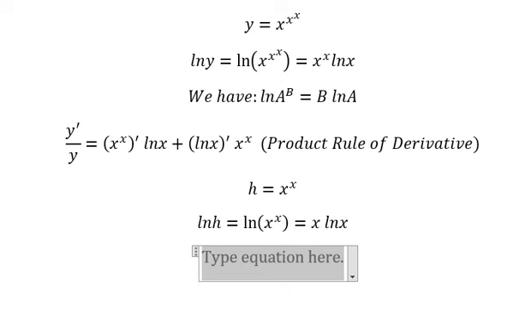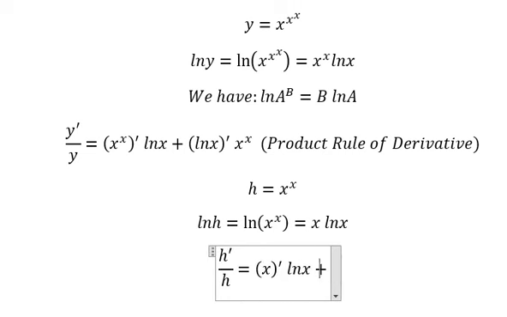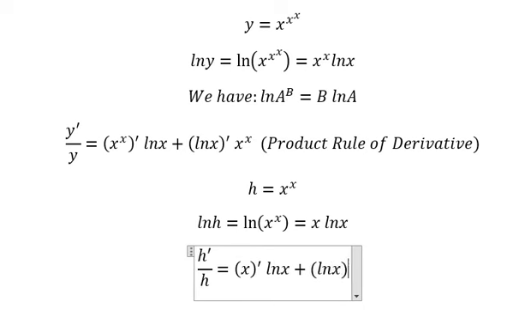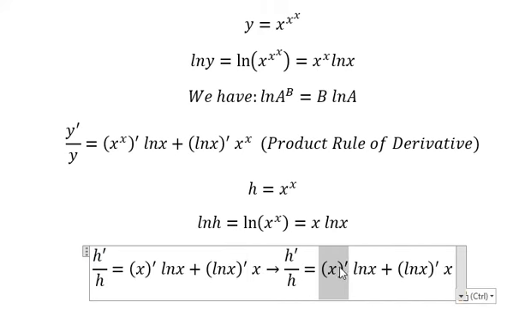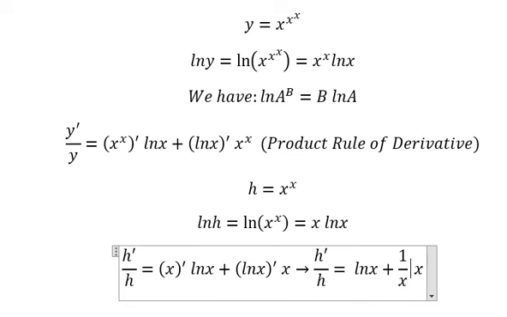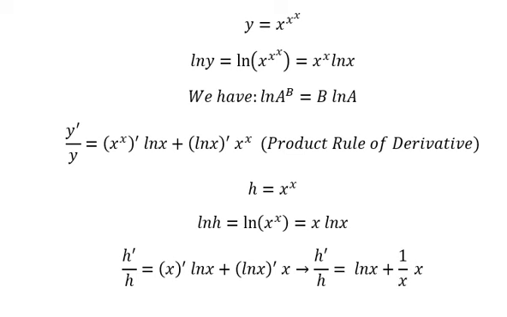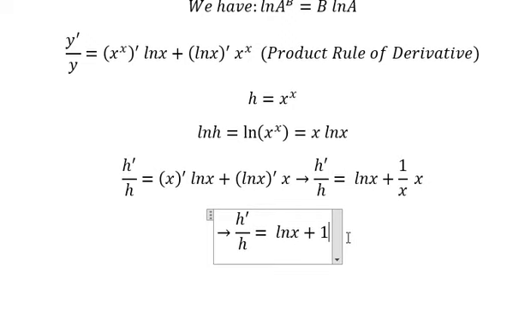And we have first derivative of h over h equals first derivative of s multiplied by ln s plus first derivative of ln s multiplied by s. So, first derivative of s, we have number 1. This one, we have 1 over s. So, s over s, we have number 1.